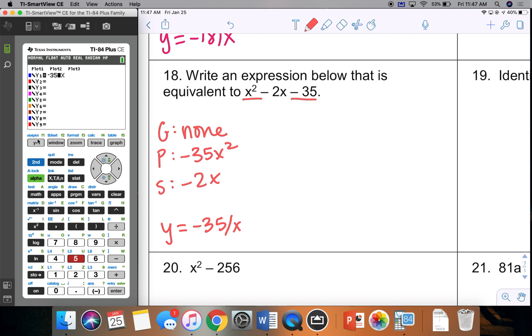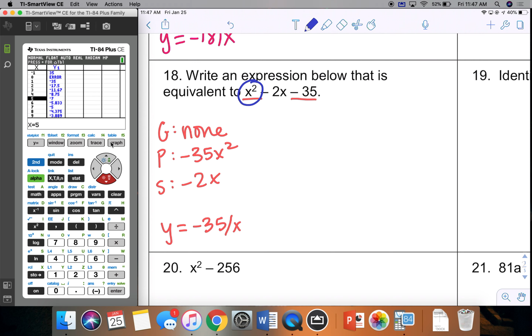And I'm going to search in the table for the sum. So I click second table, and I'm looking for two numbers that add to negative 2. So 1 minus 35 is negative 34, decimal, decimal, decimal. 5 minus 7 would give me negative 2.